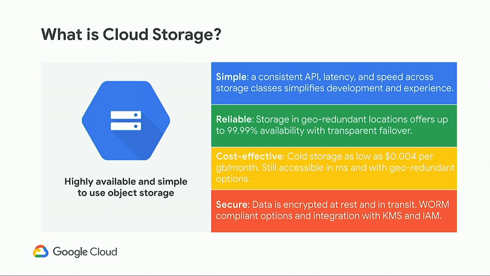It's extremely cost effective. GCS can store hot data, but it also stores cold data, offering prices as low as 0.4 cents per gigabyte. And we just introduced our archival storage tier, which is as low as 0.12 cents per gigabyte. GCS is secure. Its data is encrypted at rest and in transit when stored in GCS, and we're integrated with cloud security solutions like IAM and KMS.